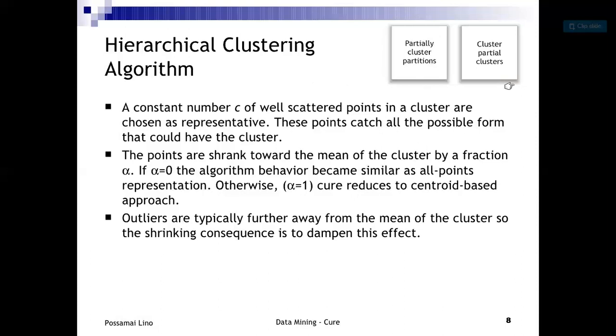In this way, when points shrink toward the mean, the outliers are typically farther away from the mean of the cluster. So the outliers are easily detected by doing this.